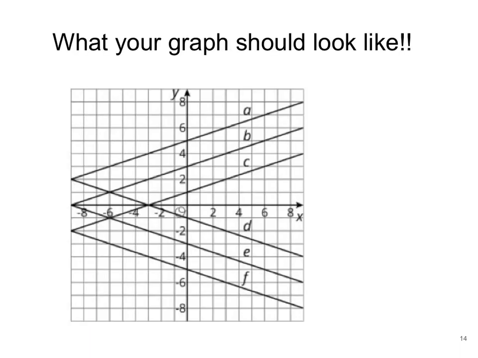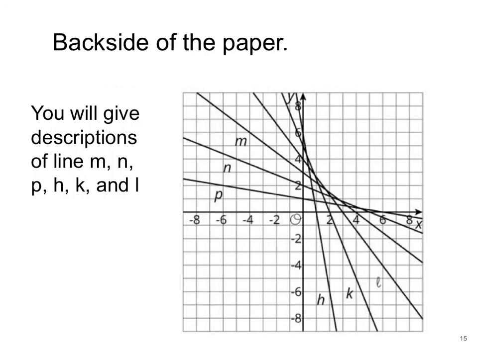So you should have graphed and labeled all of the lines A, B, C, D, E, and F, and your picture should look something like this. On the back side of your page, you can see this graph here. What you are going to do is describe lines M, N, P, H, K, and L. Yeah, that is line L.